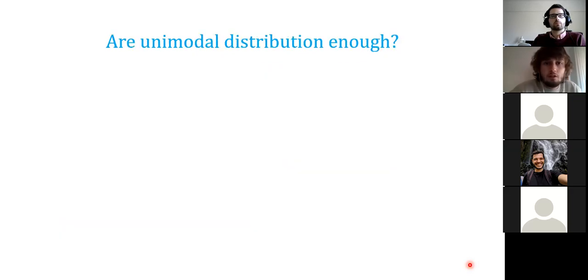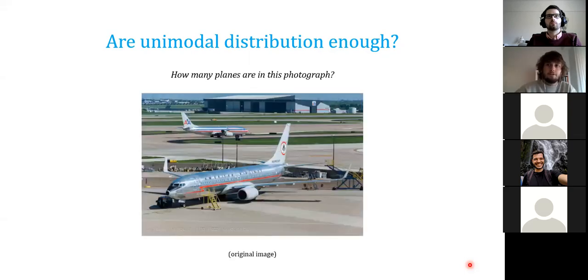But looking at the previous examples, you could be asking yourselves if it is a good assumption to think of attention as a unimodal distribution. Because in fact, it is true that there are cases in which this, let's say, simplified approach may not be enough to answer more difficult questions. For instance, in this example here, the question is how many planes are in this photograph, and you can easily identify two regions of interest that are far from each other. So you have this plane and this plane here.